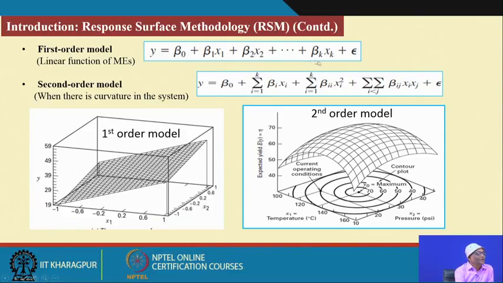If there are no interactions and higher order effects, then the response surface will be this flat type. And if there are second order effects and interactions, then the regression surface will be a curve, a curvilinear surface.